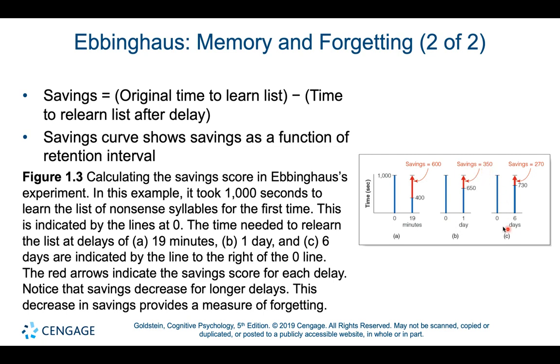350 seconds. And if we go to 6 days of an interval, it takes us 730 seconds to relearn the list, meaning a savings of 270 seconds. So the big thing to notice here is that when we have short intervals, we get a lot of savings, right? We still have good memories of that original list. It saves us time. As our intervals increase from 19 minutes to a day, from a day to 6 days, our savings decreases, meaning we forget, right? It takes us longer to relearn the list.